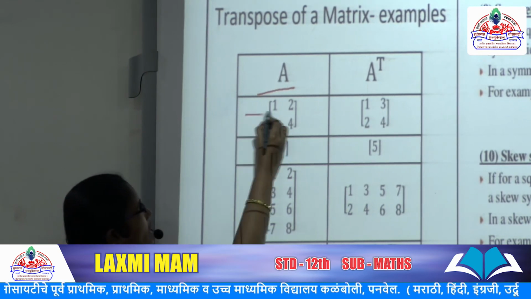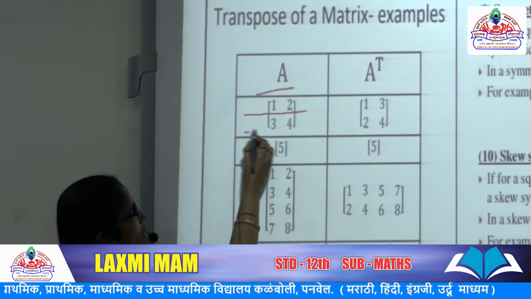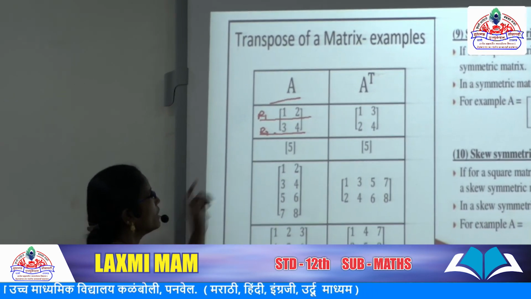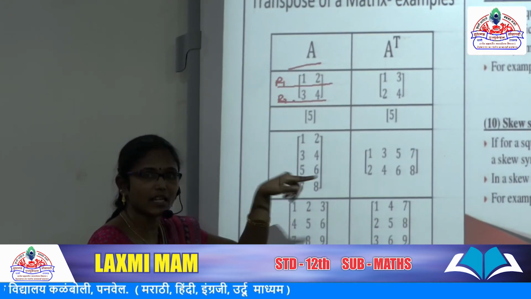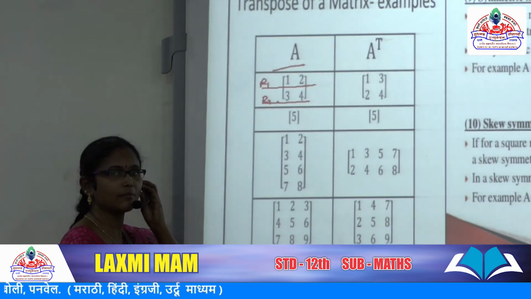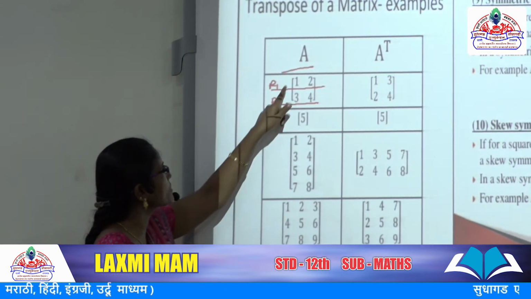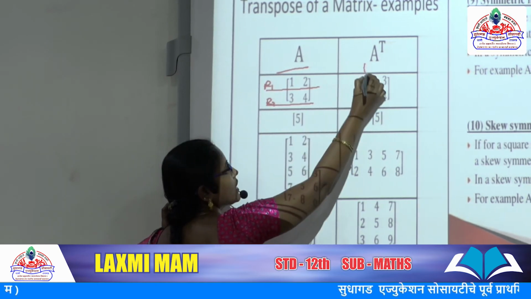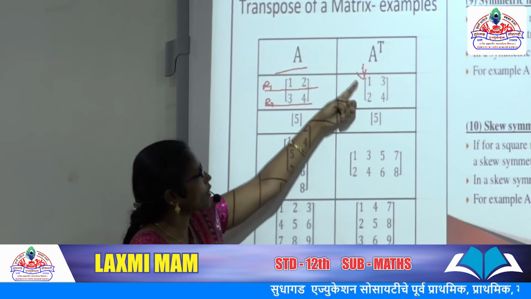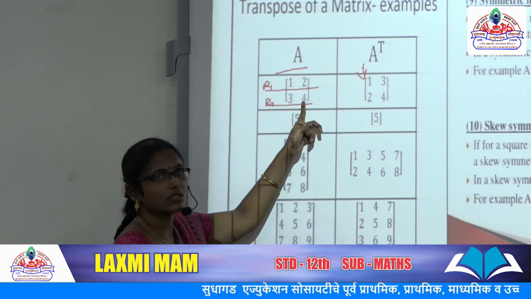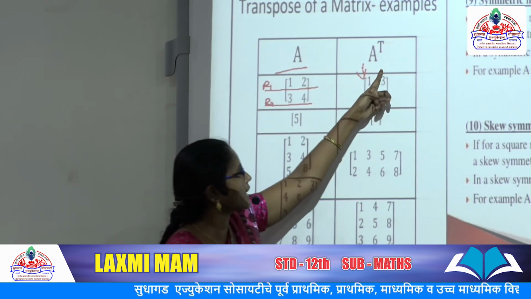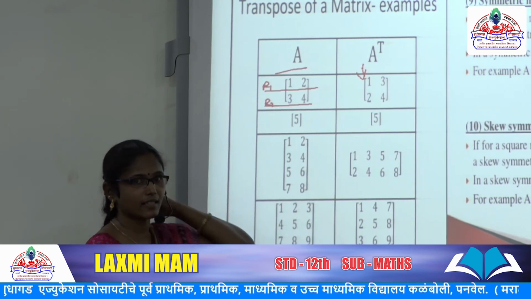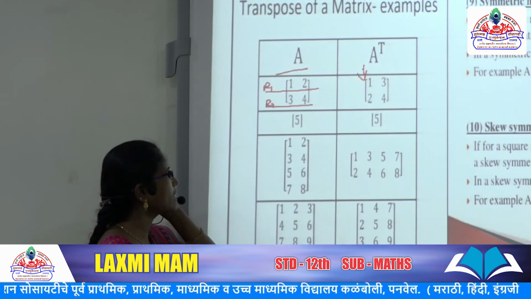What are the rows here? 1 2 is the first row, 3 4 is the next row. Row 1, row 2. The rows should be changed into columns. 1 2 we have to write where? In a column. See here, it becomes the column. 1 2 is written here, and 3 4. Second row is written where? In the second column, 3 4. That is the transpose of a matrix. It is called the transpose.